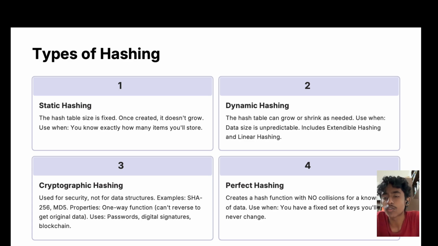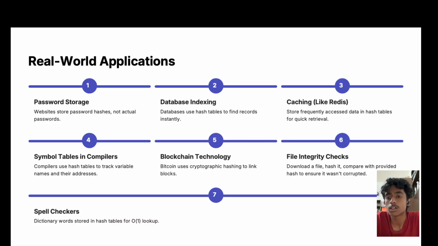It is also used for file integrity checks to ensure a downloaded file wasn't corrupted, and in spell checkers for O(1) dictionary lookup. To weigh the pros and cons, the advantages of hashing include speed with O(1) average time for search, insert, and delete, efficiency for large datasets, security through cryptographic options, flexibility with any data type, and space efficiency since it only stores what you need without extra indices.